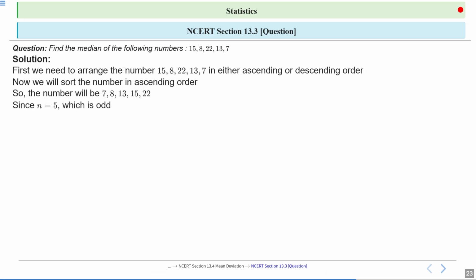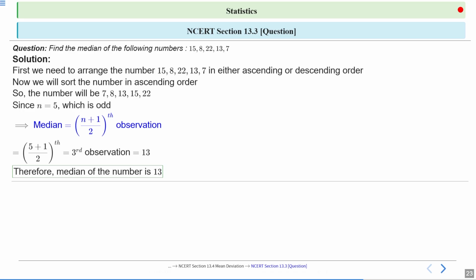Since n equal to 5 and 5 is odd, median is equal to the n plus 1 by 2th observation. Here n equal to 5, so median is the 5 plus 1 by 2th observation, that is the third observation. In the arranged data set, the third observation is 13. So median is 13. Therefore, the median of the numbers is 13.